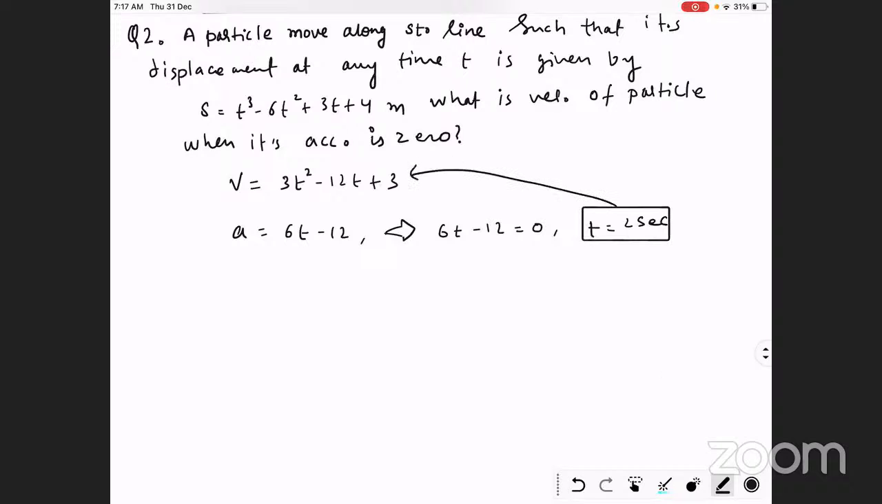Put 2 here. 3, 2 square minus 12 into 2 plus 3. So you get 12 minus 24 plus 3. Minus 9 meter per second. Very easy question, not a big deal, right? Let's solve another question.